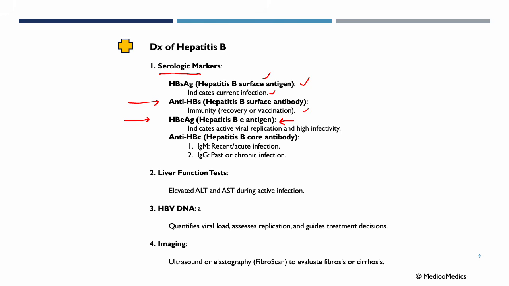And then we have the hepatitis B core antibody. If we have immunoglobulin M, it will help us recognize the recent or acute infection. If it's immunoglobulin G, it indicates a past or chronic infection.